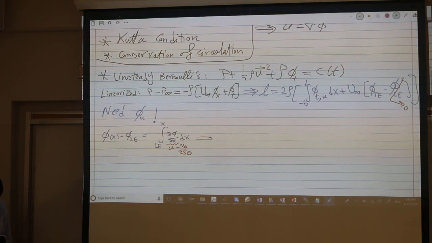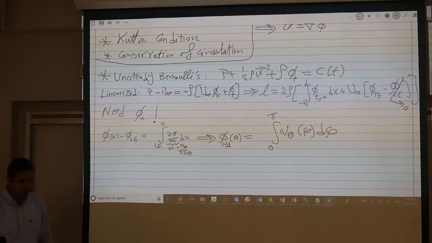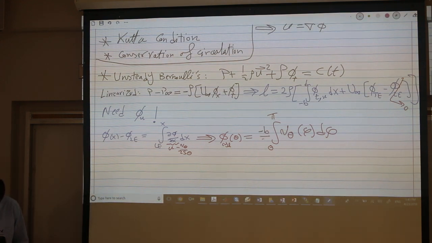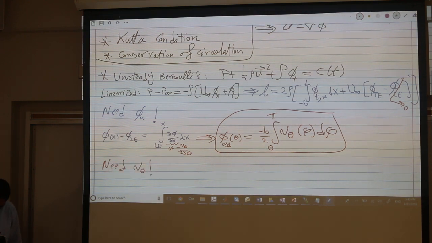So last time we got phi at any theta on the upper surface of the cylinder to be the integration from theta to pi of v theta of any angle d theta, and we have a factor outside, negative b over 2. Okay, so we said now we need the d theta.